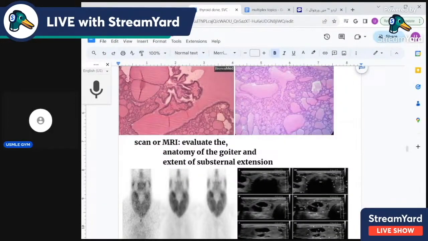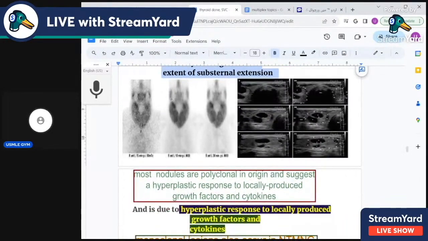A CT scan or MRI evaluates the anatomy of the goiter and the extent of the substernal extension. These are the multinodular goiter. So why do they occur?